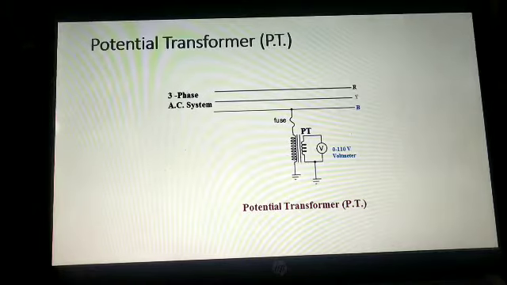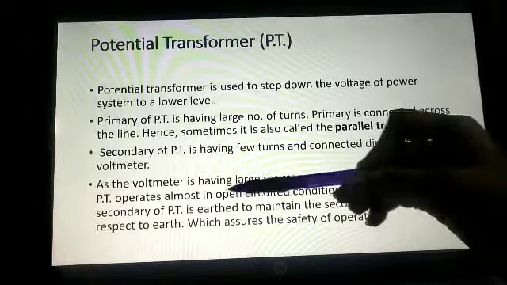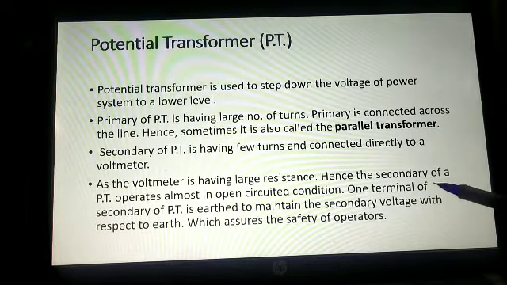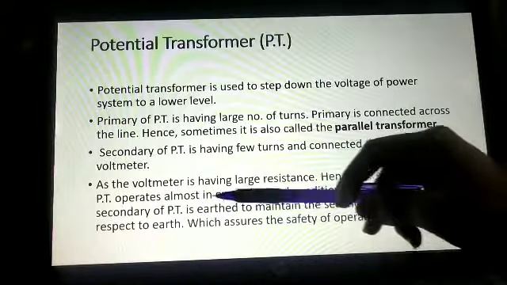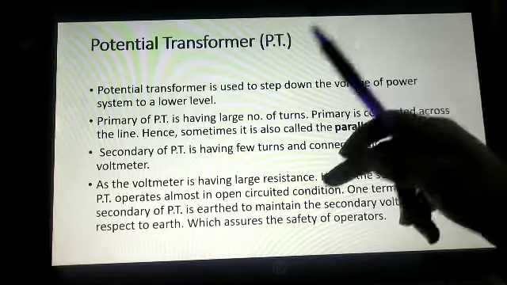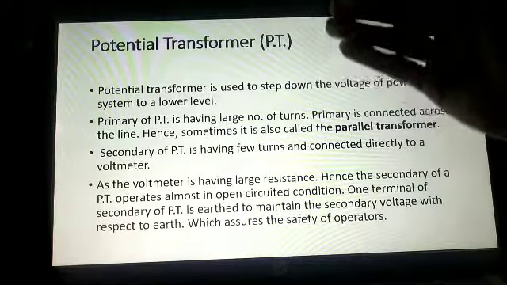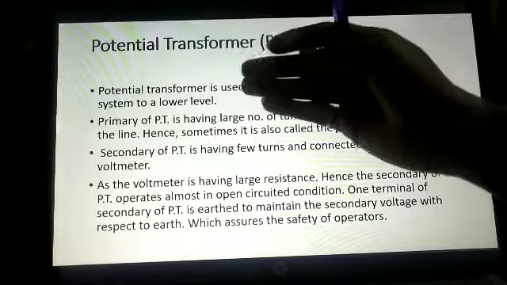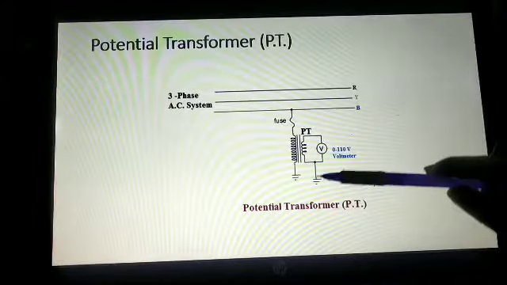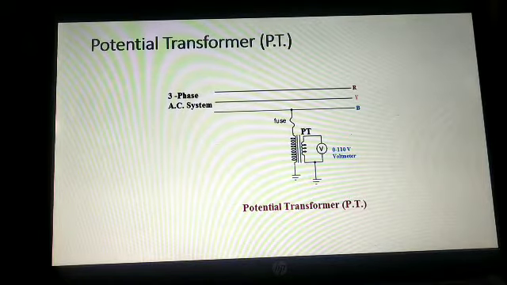So here what they have given is that this voltmeter will have large resistance, that means it will oppose the flow of current, right? So here secondary of potential transformer operates as open circuit condition, right? It will act as open circuit. So it is not important for your level. So just remember on secondary it has few number of turns and voltmeter is directly connected to secondary, right? So here one of the terminal is ground, right? Here one of the terminal is ground. Why? For the safety purpose it is ground.